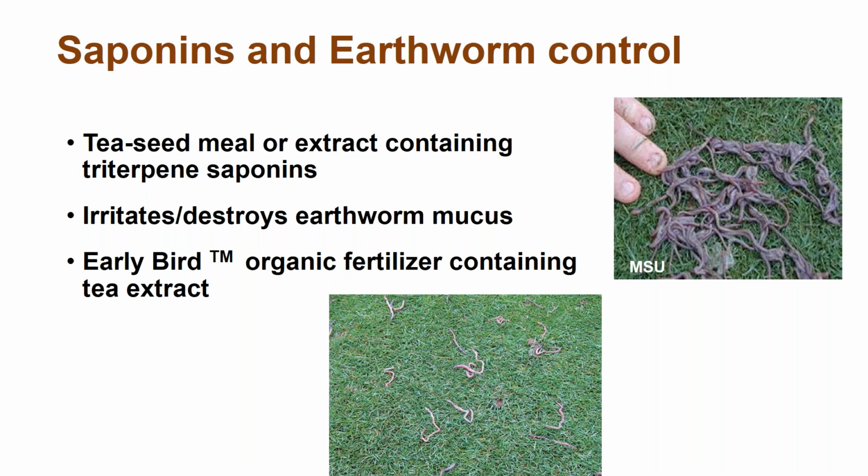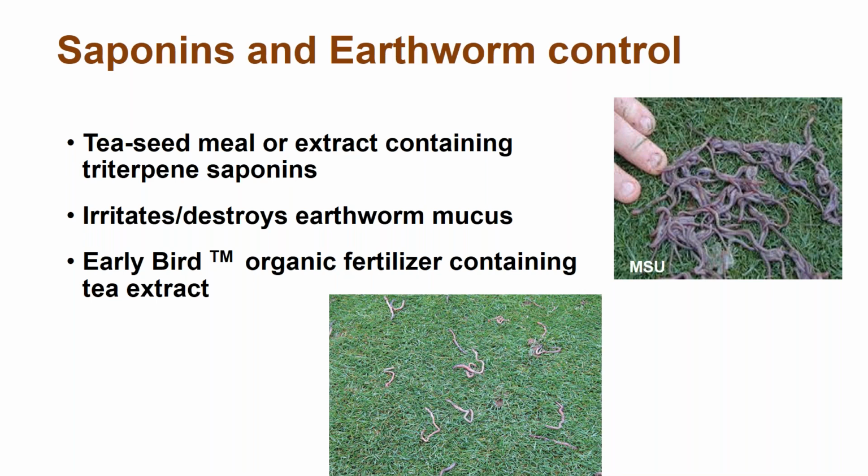And what they use, many of you probably heard about that. People ask me a lot about this compound for the jumping worms. It's a tea seed meal extract which contains saponins. We have several different products, and they work depending on each other. The main one was Early Bird, and they marketed it as an organic fertilizer containing tea extract. So it has tea extract, but it was a fertilizer.